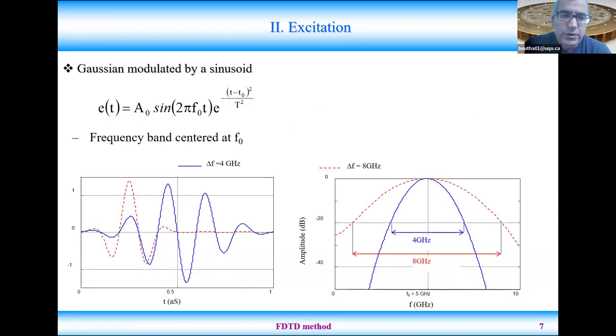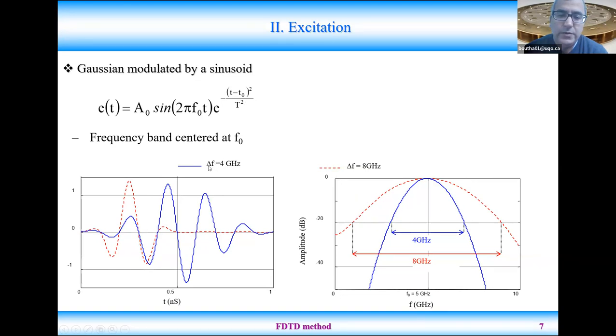The other kind of excitation is a Gaussian modulated by a sinusoid. So we have E of t equals a naught sin(2πf0t) exponential minus (t minus t naught) squared over T squared. So it's the sinus that we saw previously, and we multiply by the Gaussian. In time domain, it looks like a pulse, but modulated by a sinusoid, so you can recognize the frequency here. Depending on the frequency, the red one is 8 GHz, and the blue one here is 4 GHz.